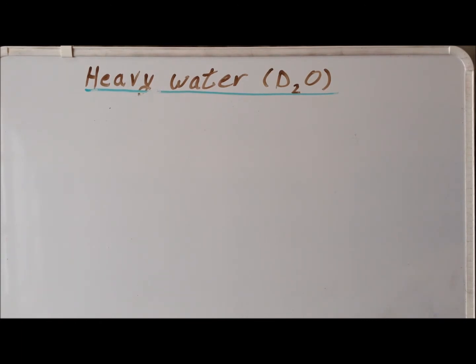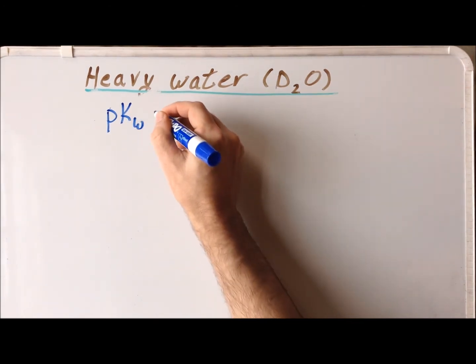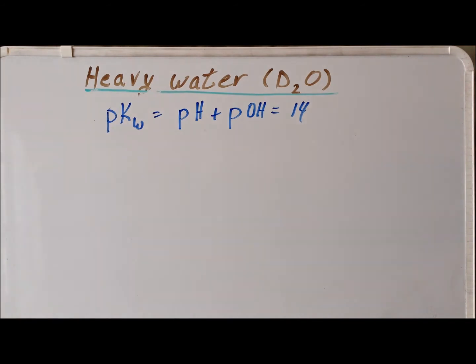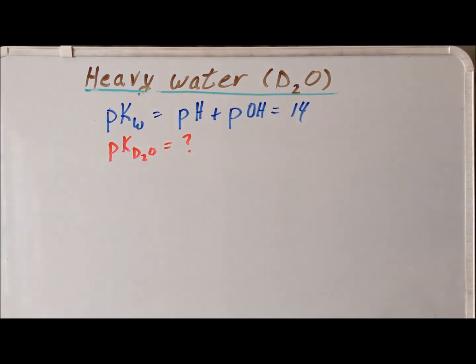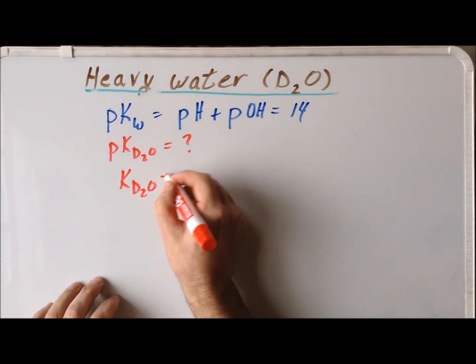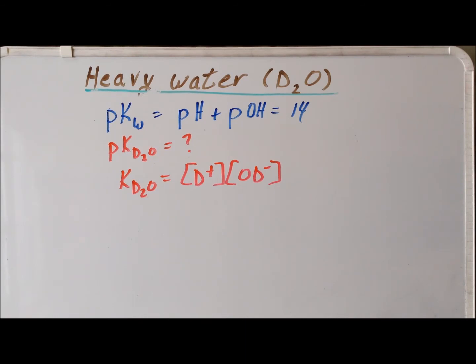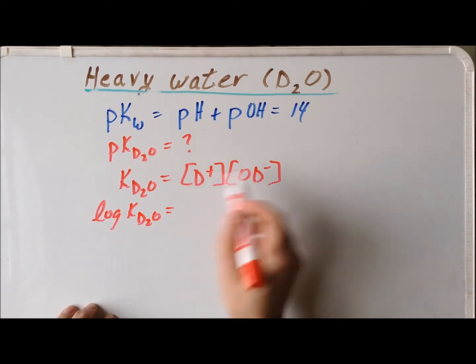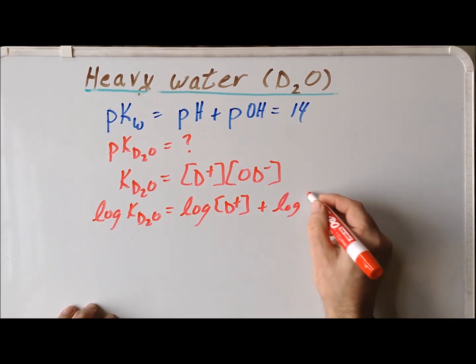For our final comparison between ordinary water and heavy water, we recall that we can derive the relationship for ordinary water that pKW is equal to pH plus the pOH, which we recall has a total of 14. So let's see if we can derive a relationship similarly for the pKD2O. Well, recall by definition that the KD2O is the concentration of deuterium plus times the concentration of OD minus. So now we take the logarithm of each side. So we get the log of KD2O is equal to, now we take the log of a product, which is the sum of the logs. So this gives us the log of D plus the log of OD minus.